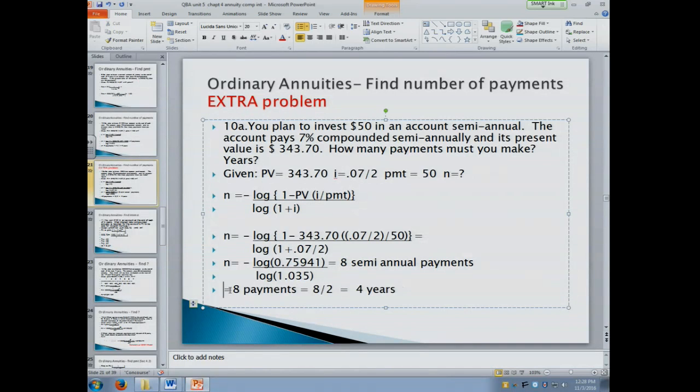But you don't leave it like that. You've got to turn the payments into years, months, and days, if applicable. 8 divided by 2, it's 4 years.